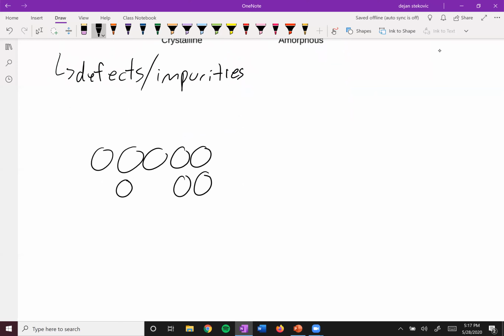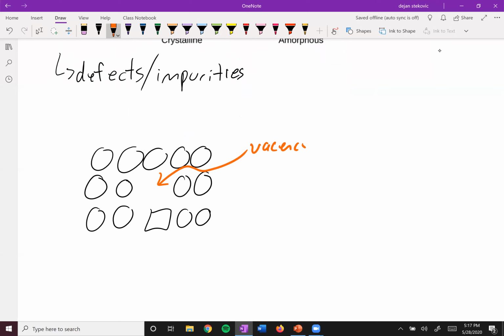So start off with this thing right over here. You see that we have nice ordered kind of five circles in a row, and then we're missing this. We're missing a piece. This is called a vacancy, because you have a vacant spot where something is supposed to go, right? And then over here, we have this little star thing. This is what's known as an interstitial impurity or an interstitial defect.